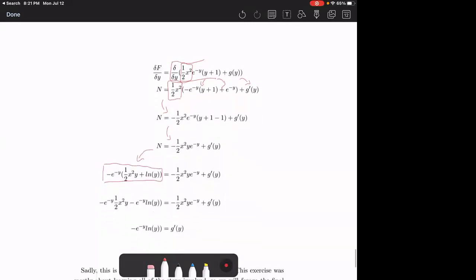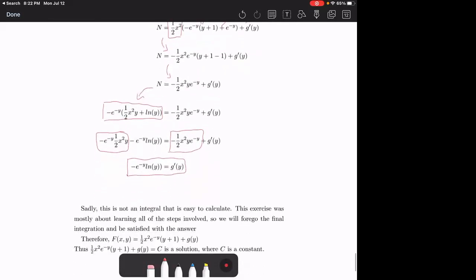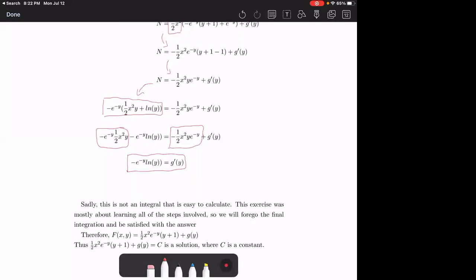And now we're going to cancel out whatever terms we can find to cancel out. So this negative 1/2 x squared y e to the negative y, there's actually one of those on both sides, so they cancel out. And we're left with negative e to the negative y ln y is equal to g'(y). Now, sadly, this is not an integral that is easy to calculate. This exercise was mostly about learning all the steps involved, so we will forgo the final integration and be satisfied with this answer, that f(x,y) is equal to 1/2 x squared e to the negative y times (y + 1) plus g(y).